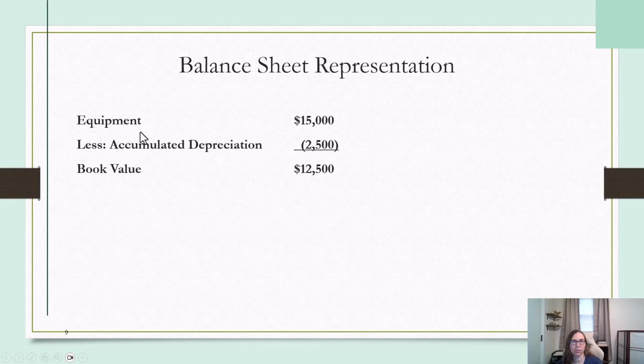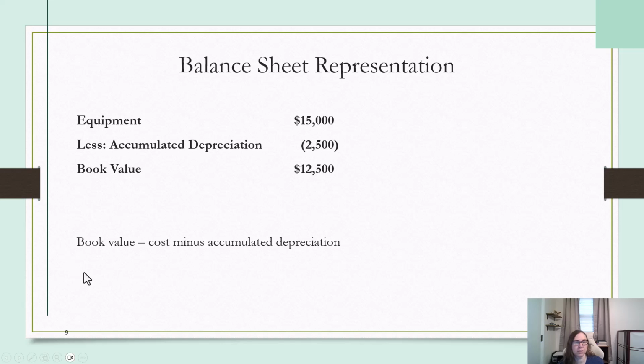You would have the cost or the purchase price of the asset. In this case, I'm using an example of equipment that was purchased for $15,000. You would subtract everything in that accumulated depreciation account. So if at this point the company had depreciated $2,500 total over time, then that would be the amount that would go here. And it's a contra, meaning that it's subtracting, it's opposite. So you're taking the cost minus the accumulated depreciation amount, and the difference is going to be your book value. Book value is simply cost minus accumulated depreciation.